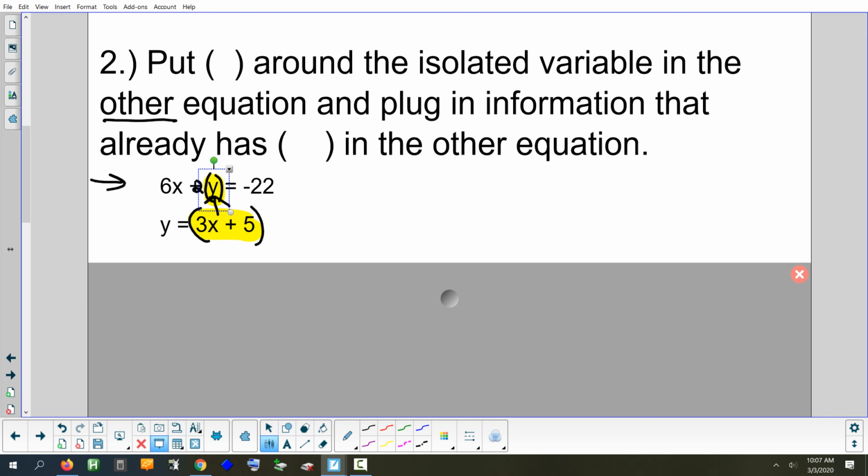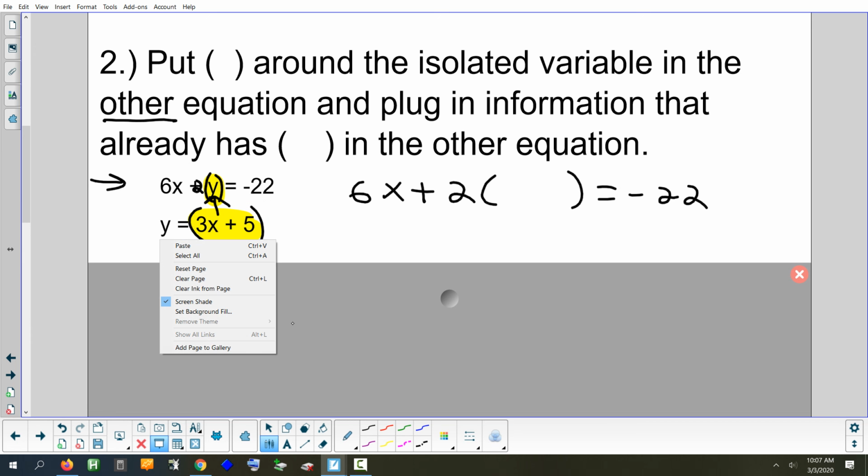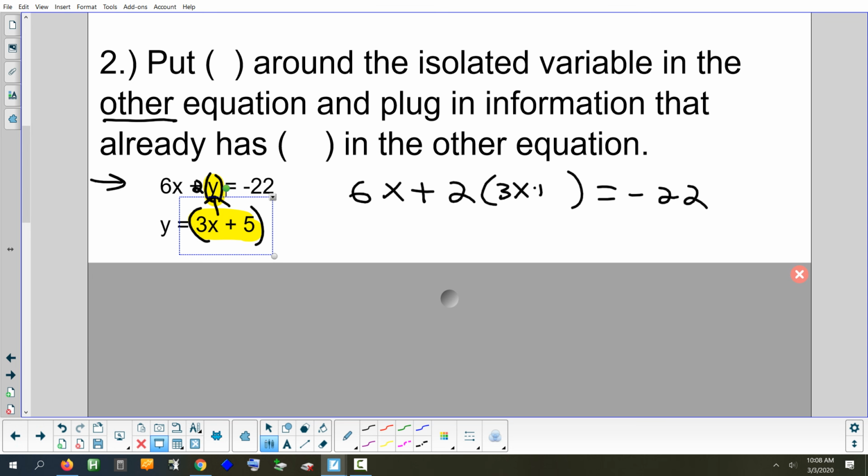Okay, so what it's going to look like is you're going to have a 6. You're going to have an x. You're going to have a 2. Leave some room right there. And you're going to have negative 22. The only thing you're going to do is take what they gave you in the bottom, 3x plus 5, that's equal to y, and change the y in the top equation to 3x plus 5. Any question on that step?